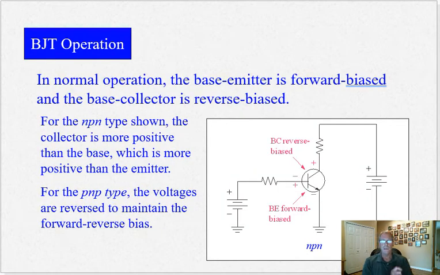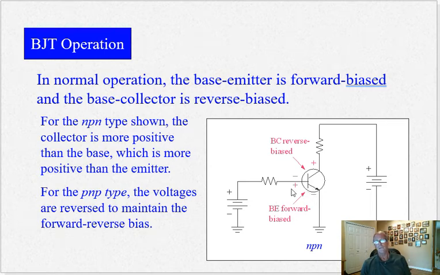So this is an NPN transistor circuit, and what we do is we connect up a base voltage here between the base and the emitter. This is the symbol for a transistor. This is the base, this is the collector, and this is the emitter. The emitter always has the arrow, and in this case, it's NPN. If it was PNP, this arrow would be facing the opposite direction.